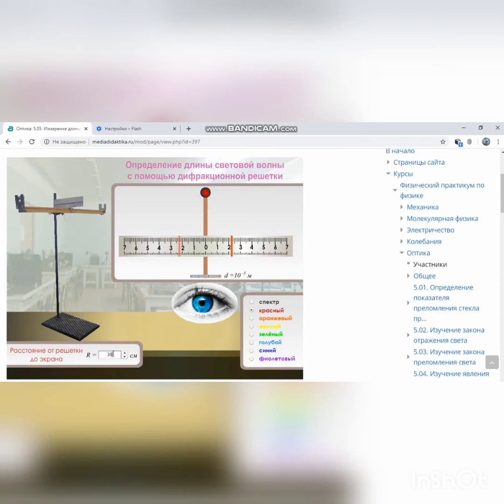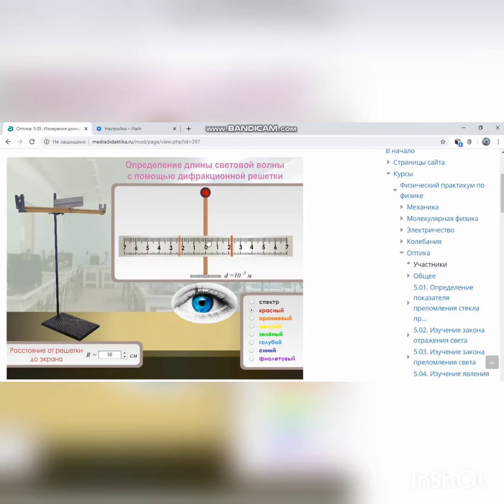Then measure the distance on the screen, the distance between the central band and the spectrum of light. In the same way, measure the distance for all of the color spectrum, like orange, yellow, green, blue, dark. The obtained values of S and R are substituted into the formula, lambda equals S d over k R.